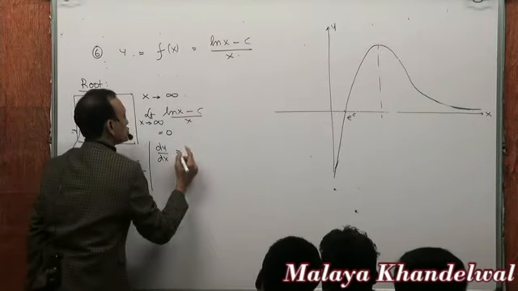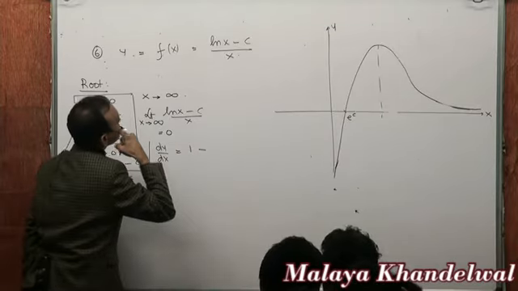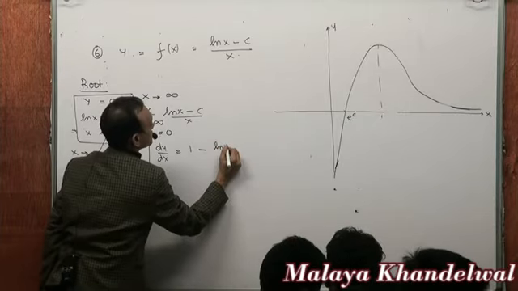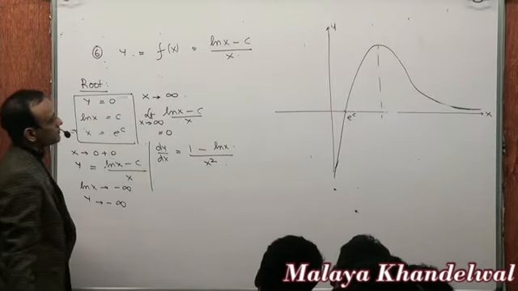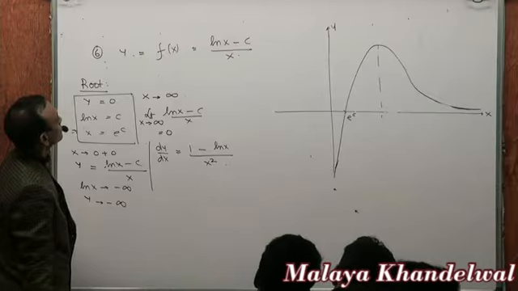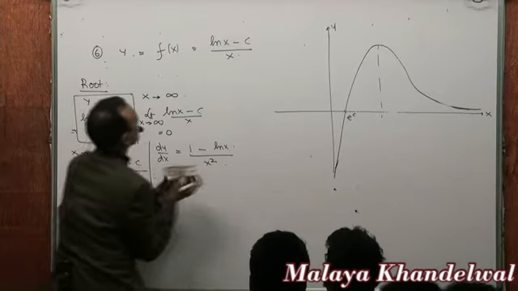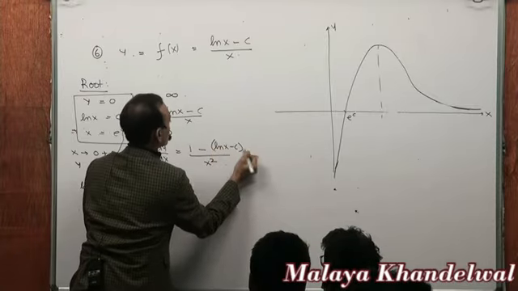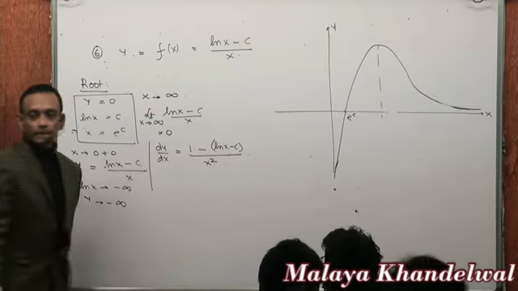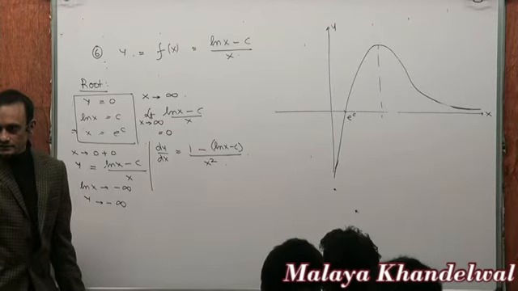1 by x into x, minus ln x by x squared. Is it? No, ln x minus c. Right. That's the derivative, right?